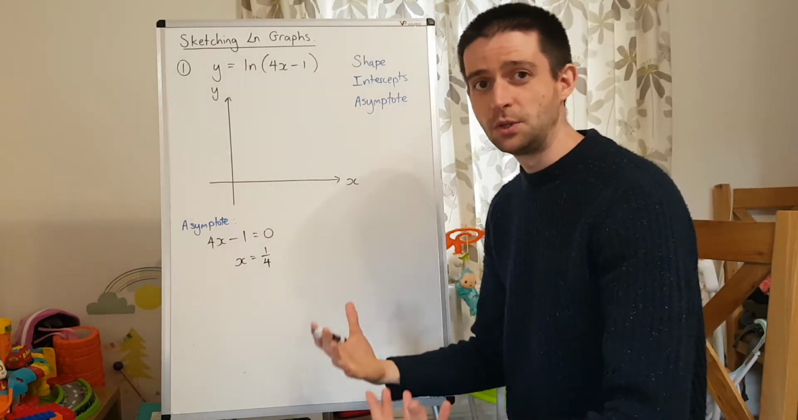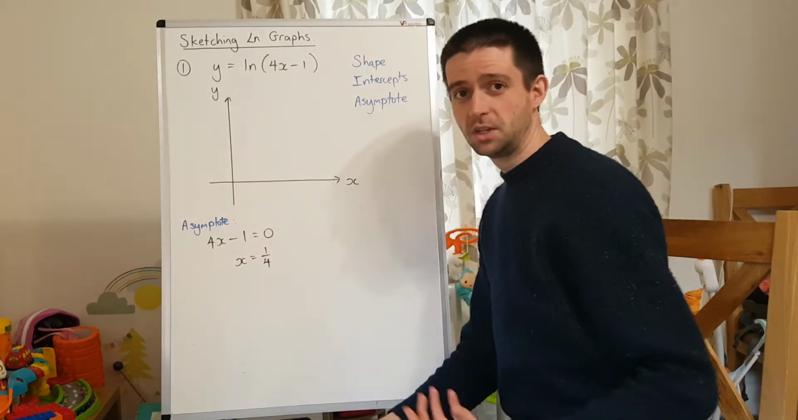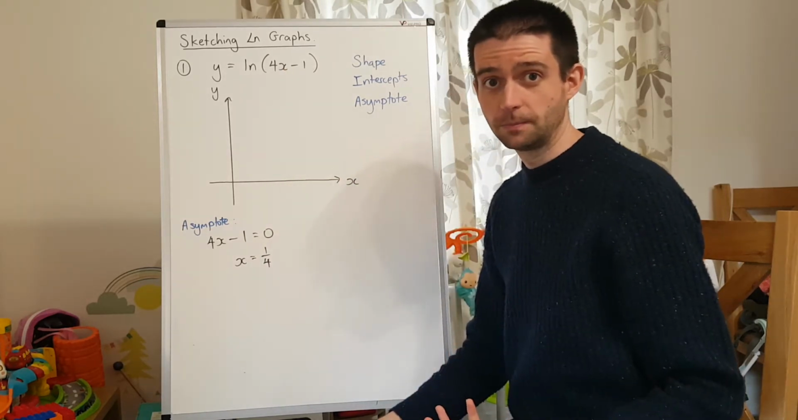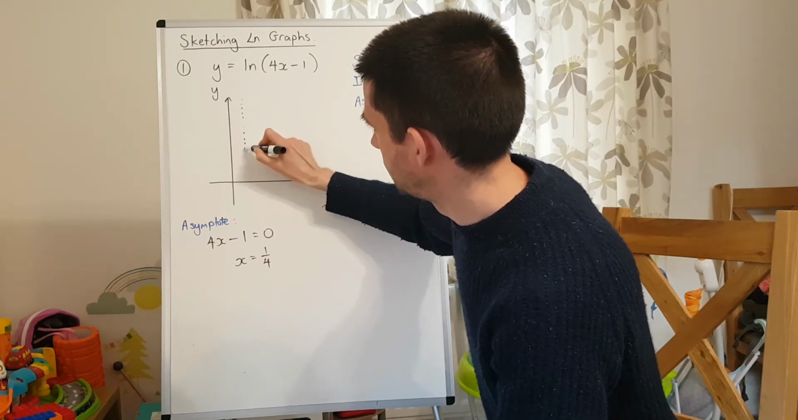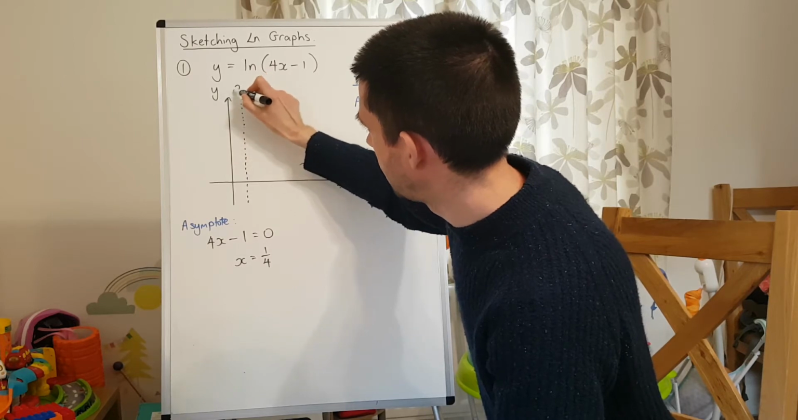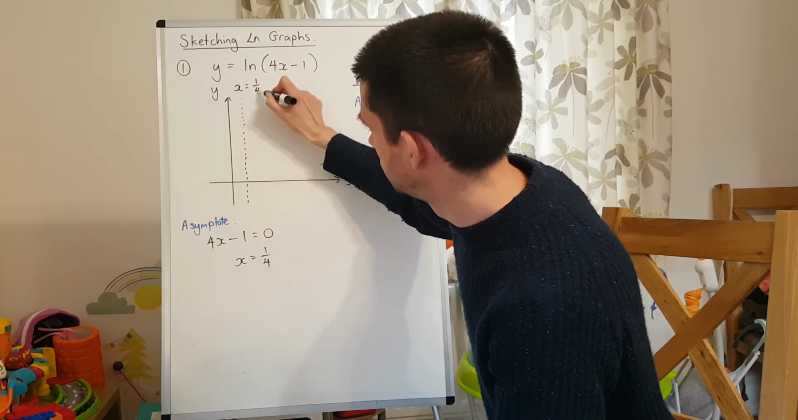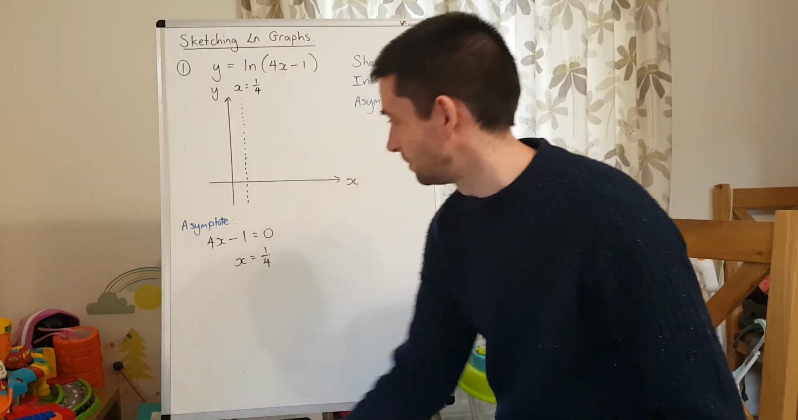So that's the x value that we're not allowed to have, because if we made x that value, the bracket would be 0, and we're not allowed to ln 0. So straight away, I can draw in my dashed vertical line for my asymptote, which is x equals 1/4. And then I need to think about my intercepts.